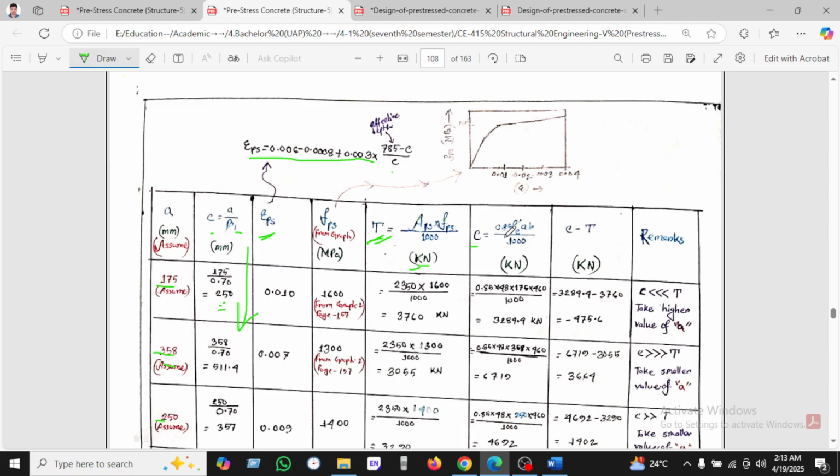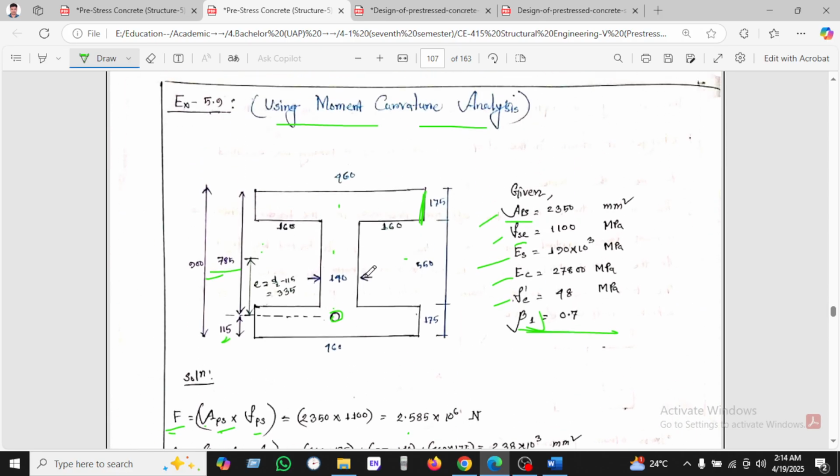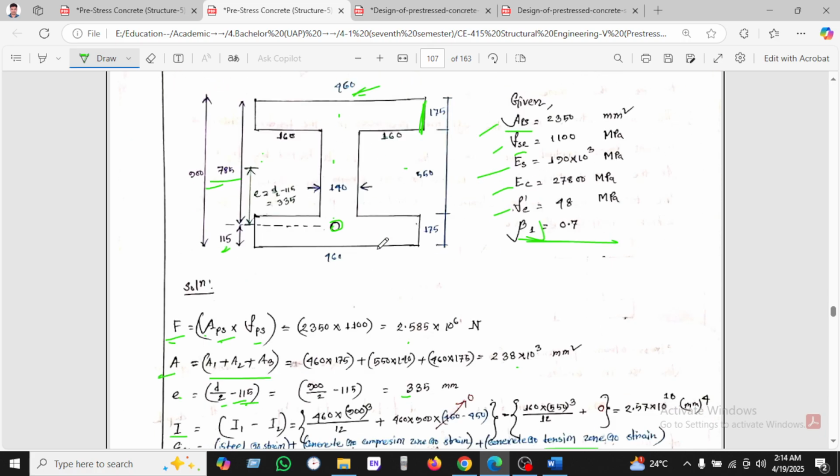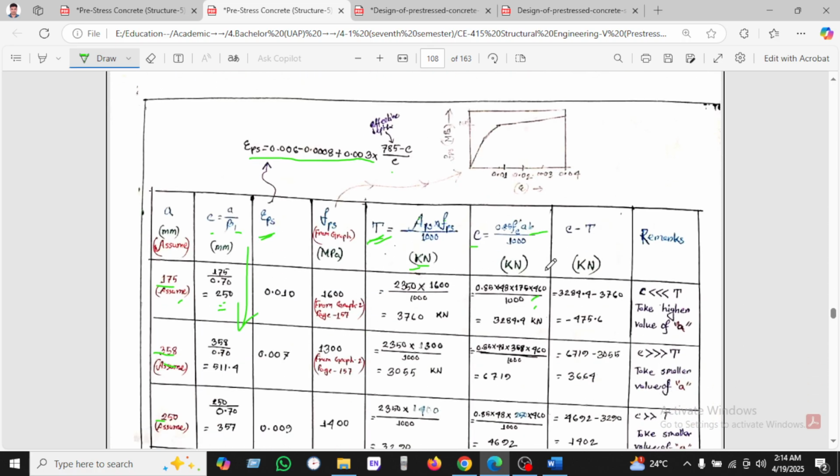I will calculate C, which is 0.85 f'c into a b. a is found here as 175, and b is given as 460, this is the b, 460. So there is no problem at all. So we will find it. I will calculate C minus T. This is the C, this is the T, and we found a negative value.